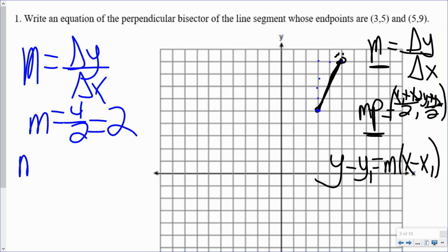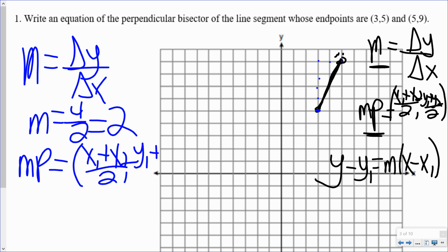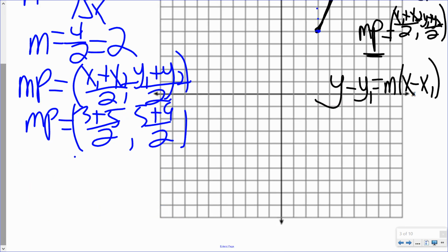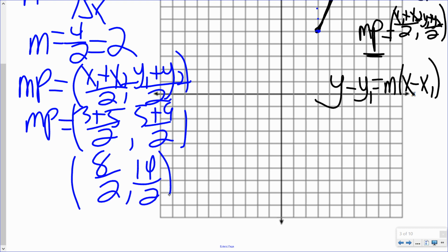Now I'm going to calculate the midpoint. Midpoint is the average of the x values, add them and divide by 2, comma the average of the y values, add them and divide by 2. 3 plus 5 over 2, 5 plus 9 over 2. 3 plus 5 is 8 over 2, 5 plus 9 is 14 over 2. Midpoint is 4, 7.